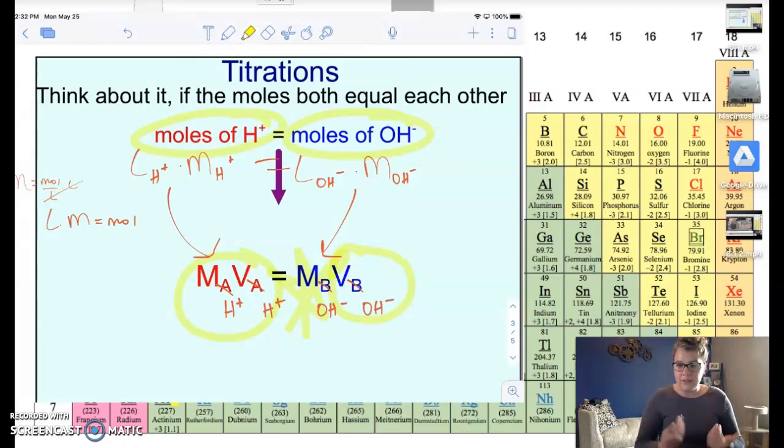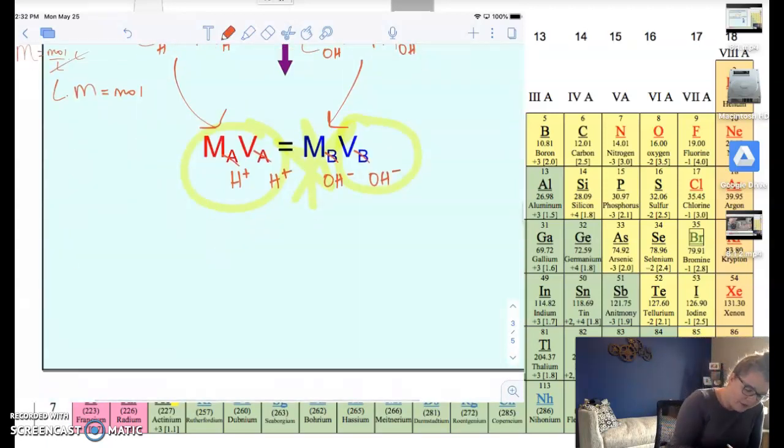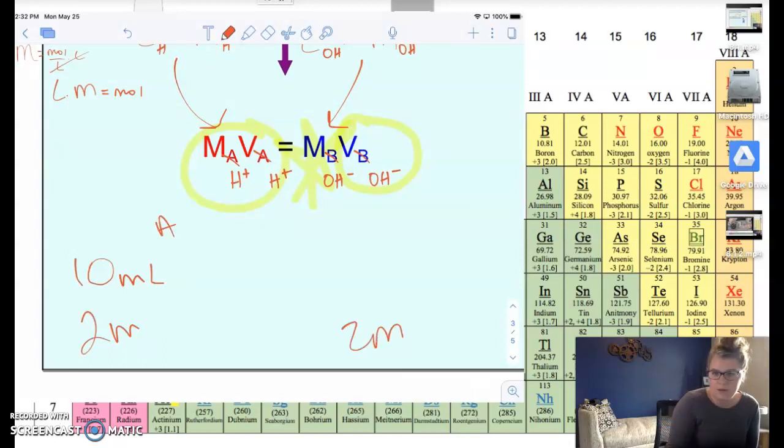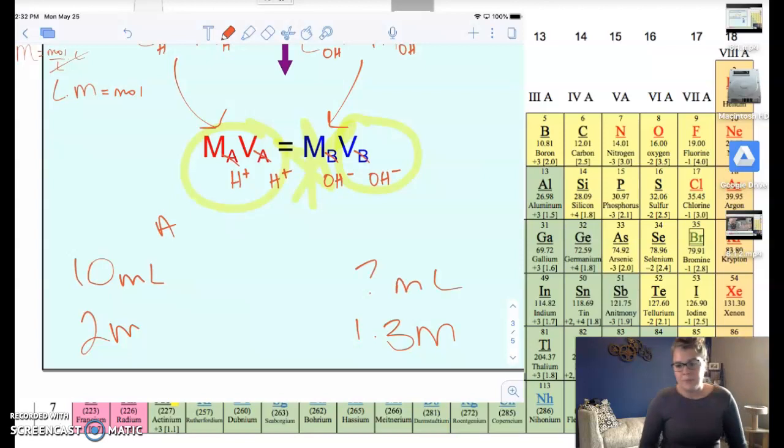You can go either way with this in order to figure out what you would maybe need in order to reach that equivalence point. Because obviously, if you've got easy stuff, if you've got 10 mils of a 2 molar acid and you've got a 2 molar base, well, how many mils are you going to need? Well, 10, right? If they're the same concentration. But what this allows you to do is, okay, well, what if this is a 1.3 molar? How many milliliters do you need? It lets you balance it out in order to solve for any of those missing variables.